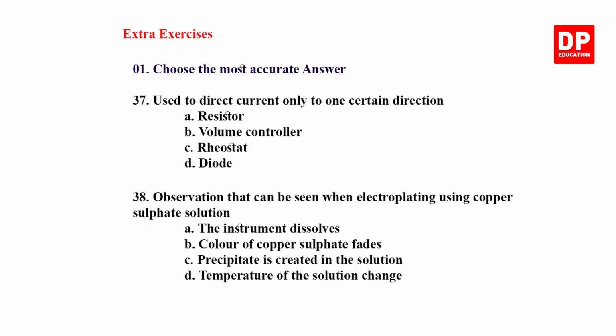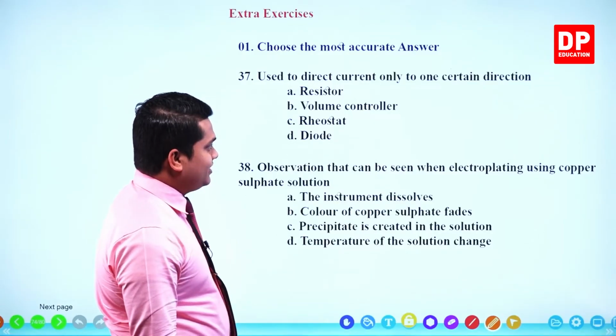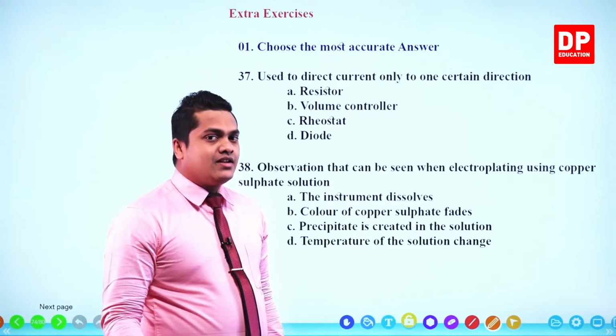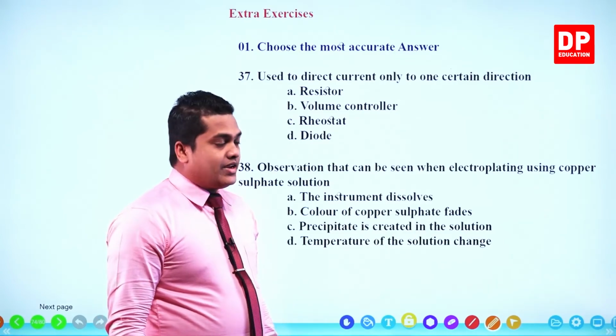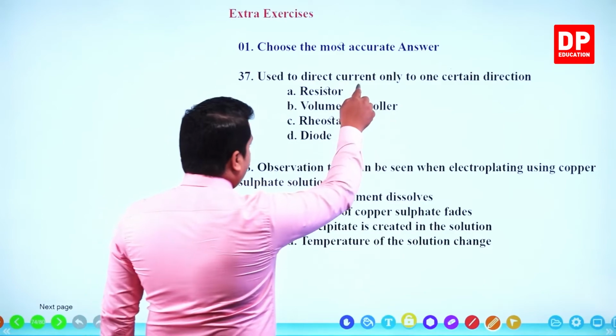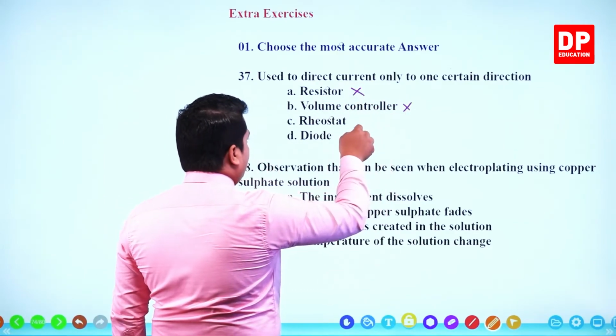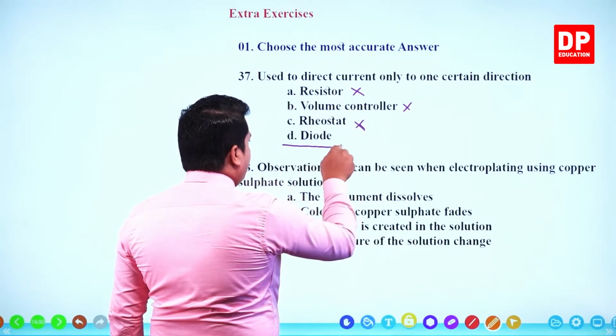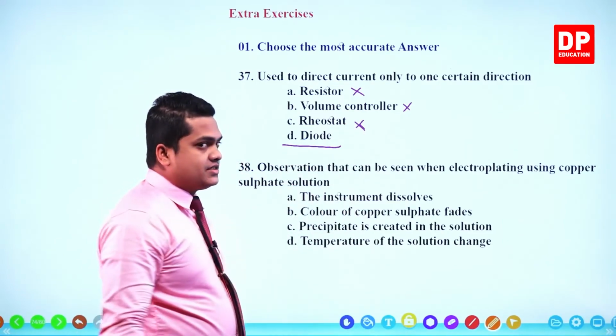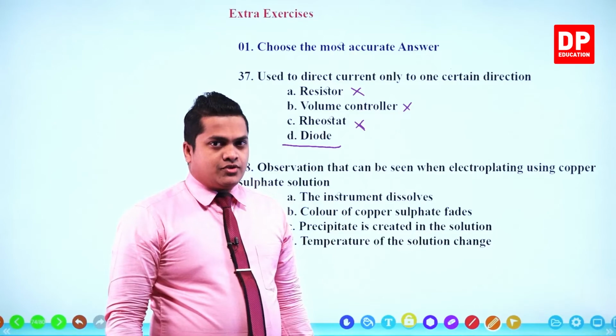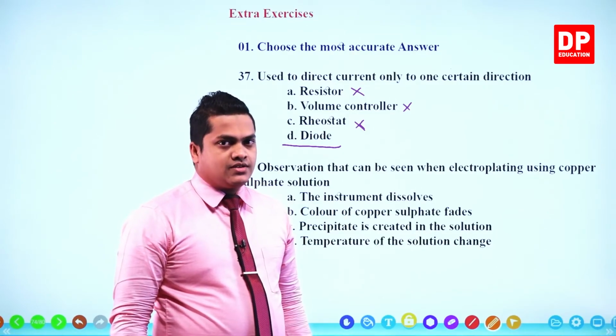Used to direct current only to one certain direction. So we have discussed these things again and again, right? Resistor, incorrect. Used to control the current. Volume controller, the same thing. Rheostat, the same thing. Diode is the answer, because diode is the one which can be used to direct current only to one certain direction.